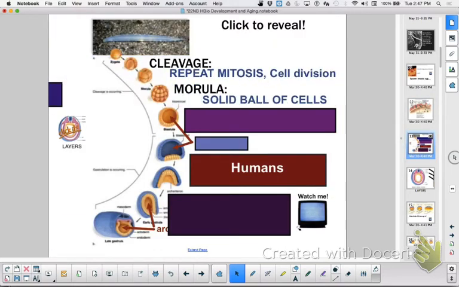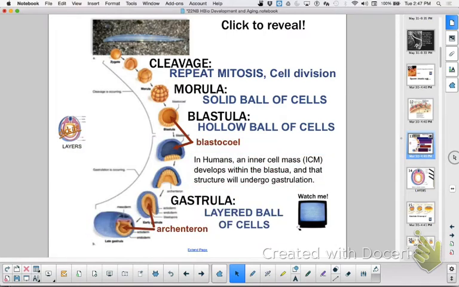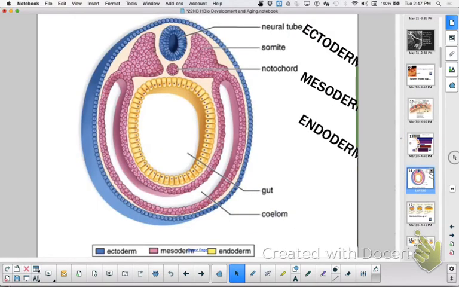We just reviewed this, right? We just went through the stages of that. In humans, we have an inner cell mass inside of our blastula that actually becomes the baby. We already reviewed this, the ectoderm.